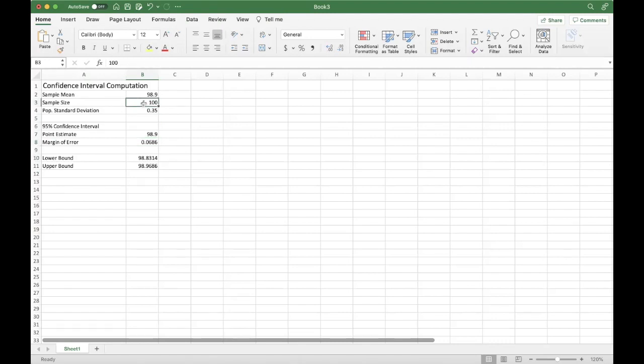The sample size is what is setting the size of our margin of error, and we're going to talk about that in just a little bit. But for now, we've made our very first confidence interval.